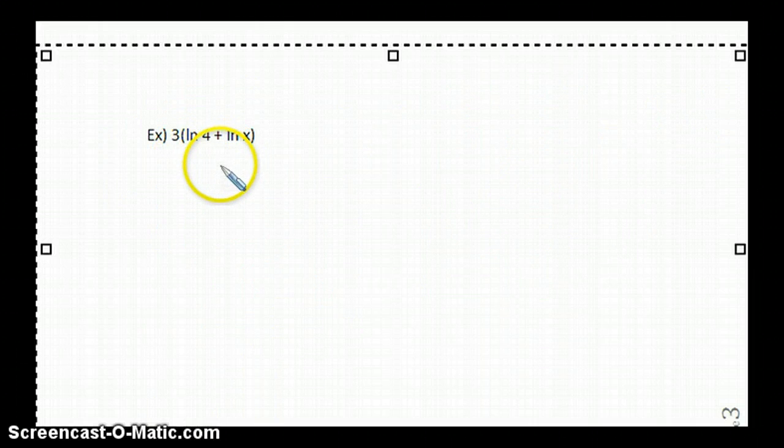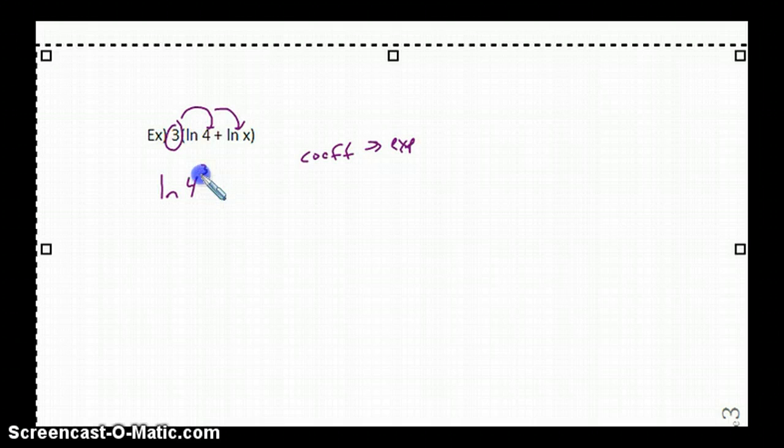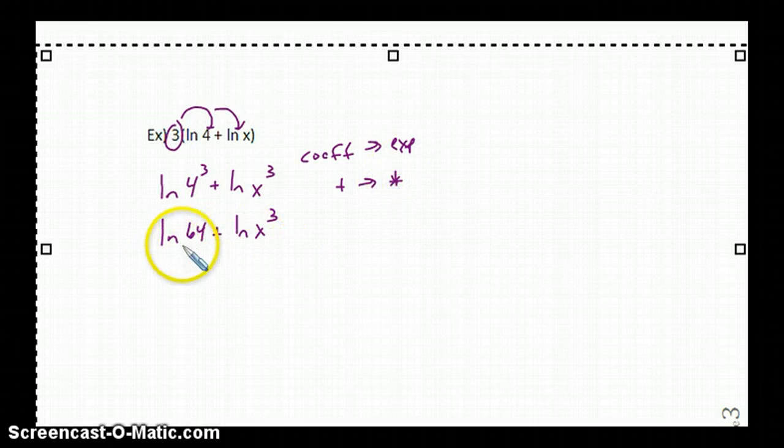Taking a look at our last example here. Okay, looking at this next problem, notice we have a coefficient out in the front, and because it's in parentheses, it goes with both of these terms. So let's write our coefficient as exponents. So it would be the natural log of 4 to the third plus a natural log of x to the third, which I know 4 to the third is 64. Now I can change addition to write it as multiplication. So changing these two logs that are being added to one log that's being multiplied would result in that.